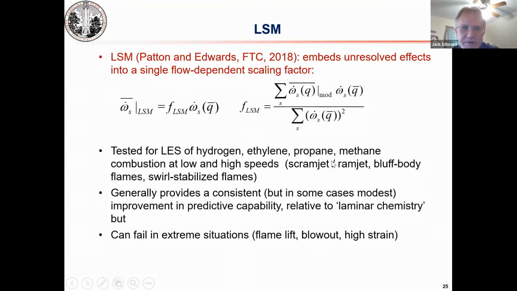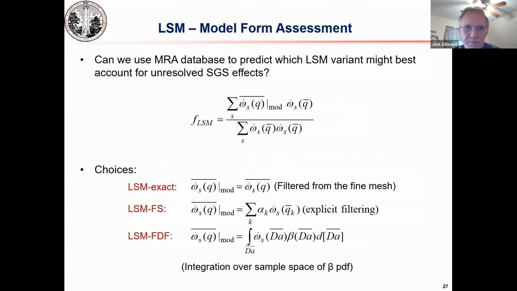So we tested this, and I'll show you a few snapshots of results. It's a reasonable, but in many cases, a modest improvement in predictive capability. So the question is, can MRA help us improve this model, or can it show some differences among the variants? That's the question I'm asking here: can you use the database to predict which LSM variant might best resolve the problem we're trying to answer?